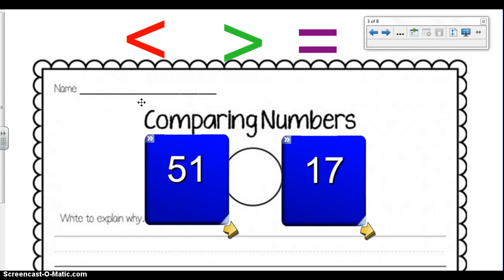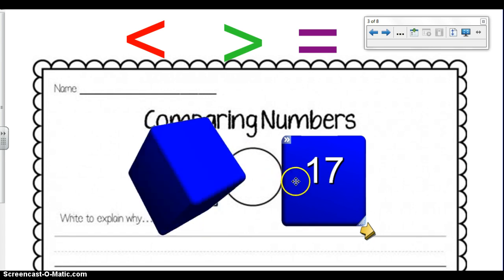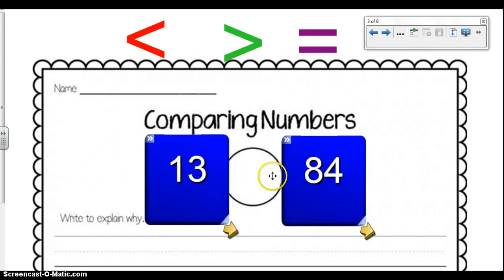So today we're going to compare two numbers, find the correct symbol that will go in between the two numbers, and then we're going to write a sentence of how we would say the equation that you see. So first I want you just to watch me. I'm going to spin both numbers. I have 13 and I have 84.